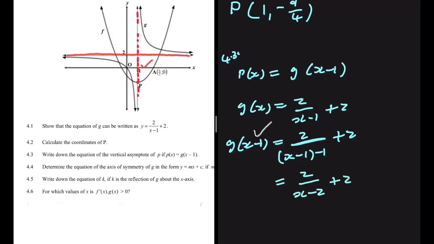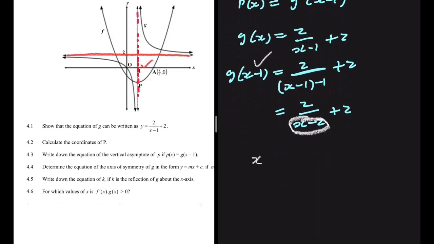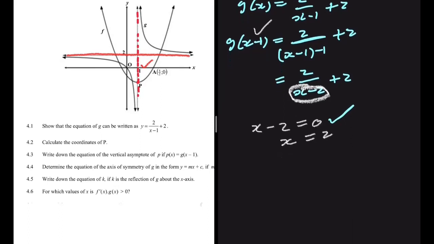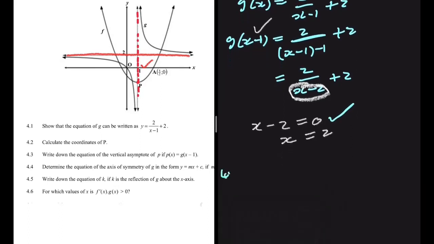So g of x minus 1 is just equal to 2 divided by x minus 2 plus 2. In order to find the vertical asymptote, we have said before that we take the denominator and equate it to 0. So we're going to have x minus 2 equal to 0. So x equals 2 will be our vertical asymptote if p of x is equal to g of x minus 1. Why do we equate the denominator to 0? That is because we cannot divide by 0. We're going to have undefined. So that's why we say it is our vertical asymptote. Let's carry on. 4.4.